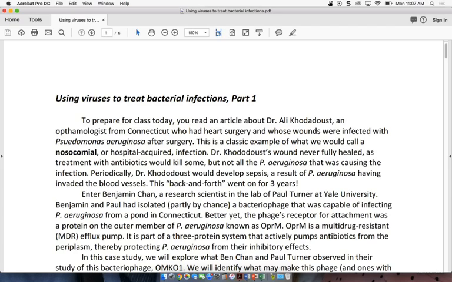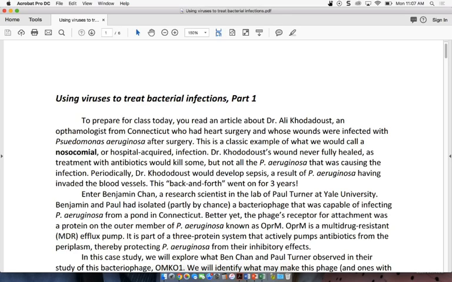The OMKO1 phage, this Pseudomonas phage, binds specifically to OprM. That binding is required for the attachment step, the first step of the viral life cycle. And after that, we get viral penetration, where it inserts its DNA into the host cell. We get biosynthesis, assembly, and more virus comes out. What they noticed, though, was that some of the bacterial cells gained resistance to that phage within 24 hours. And one of the things that they explored is how those mutants differ from the original wild type or parent cells.